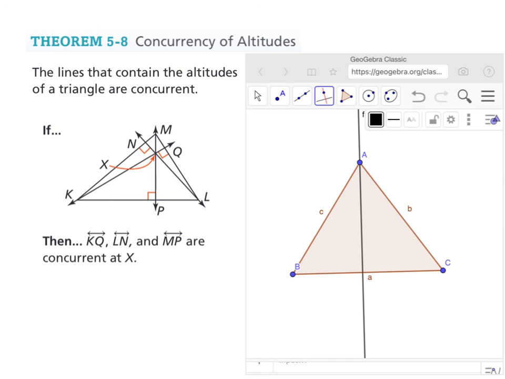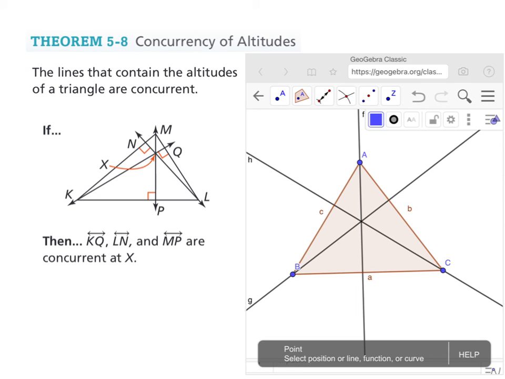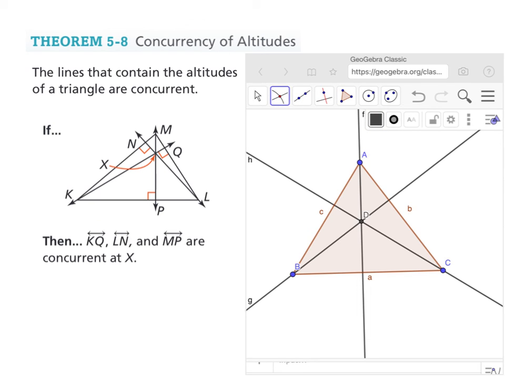My next altitude, I'm going to go from point B and be perpendicular to the opposite side. And then I'm going to go from point C and be perpendicular to the opposite side. And so you can see they're all intersecting here at point D, right there. So D, or in this case X over here, that's the point of concurrency for the altitudes. It is called the orthocenter, right? So here's another new term for you.